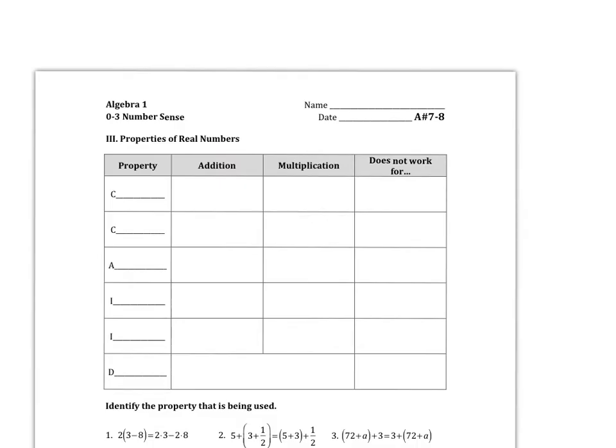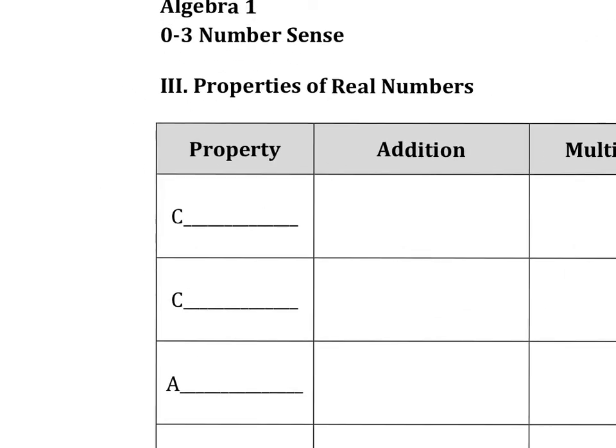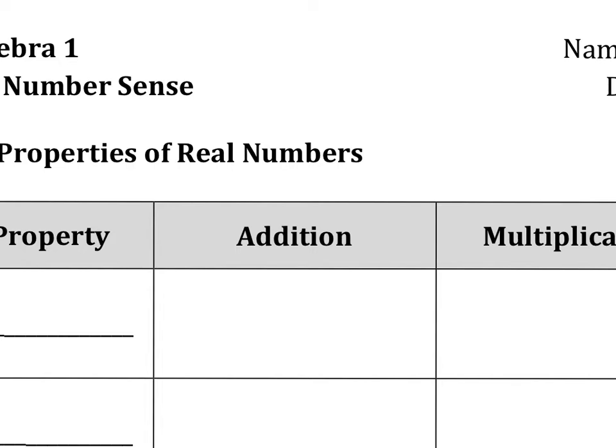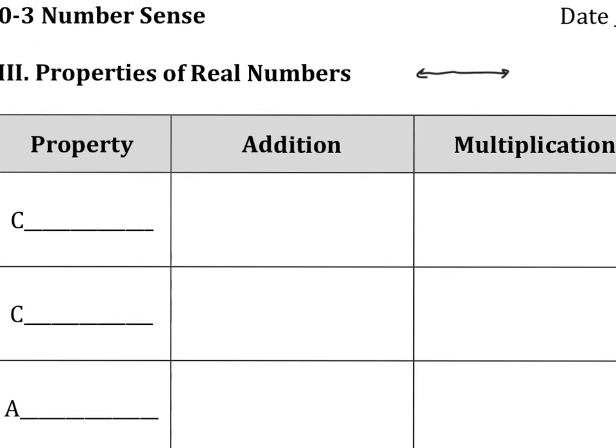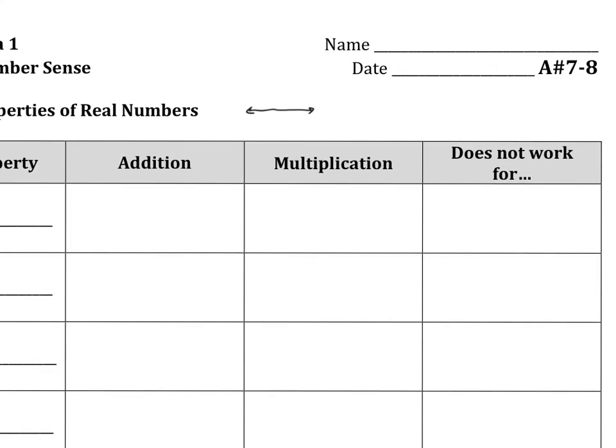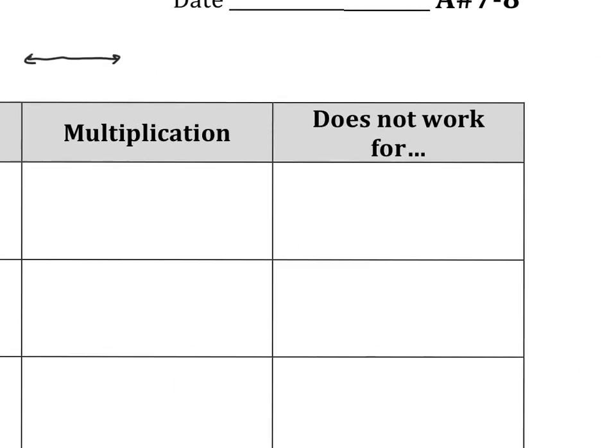The last thing we're going to cover in this topic, just so that we refresh ourselves, is we're going to look at properties of real numbers. Real numbers are any number that fits on the number line. We can do fractions, decimals, whole numbers, negatives, etc. So we're going to look at a few properties. We're going to identify what they look like in addition, what it looks like with multiplication, and then also show you a common mistake. So that's what the last column is for. It does not work for. So we'll put a common mistake there.